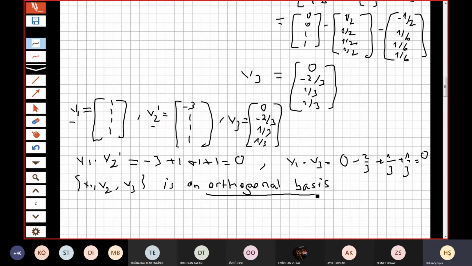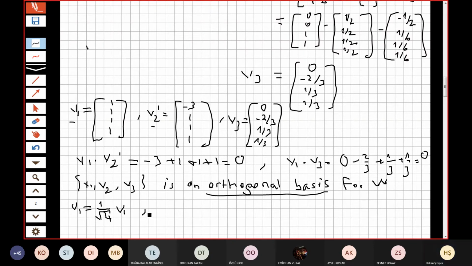How can we obtain an orthonormal basis for the subspace W? We write U1 is 1 over the norm of V1, times V1. What is the norm of V1? The norm of V1 is the square root of the sum of the squares of the components. 1 squared is equal to 1, 1 squared is equal to 1, 1 squared is equal to 1, 1 squared is equal to 1. The sum of them will be 4.